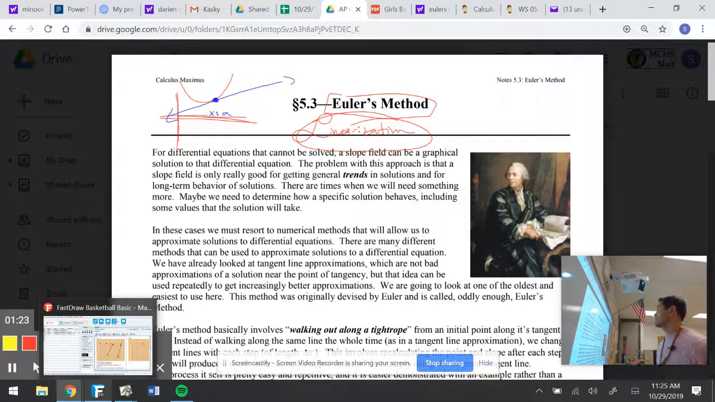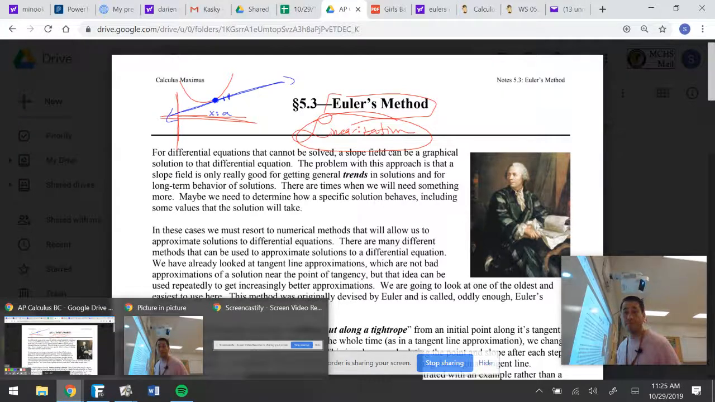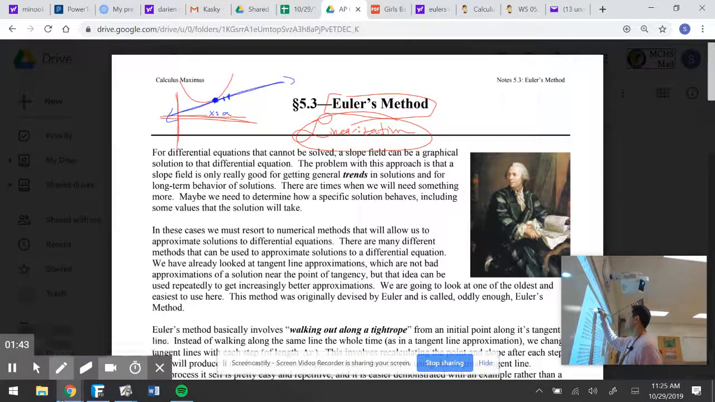So Euler discovered way back in the day what he thought he would do, which was pretty cool. He used slopes, instantaneous rates of change, but then he would just walk along this line. So let's say he walks to right here. And then he would just recalculate. So he would do linearization again, and it would be the slope of that point right there. And he used that point, but he used that guy's slope.